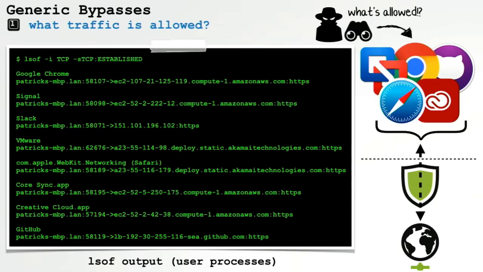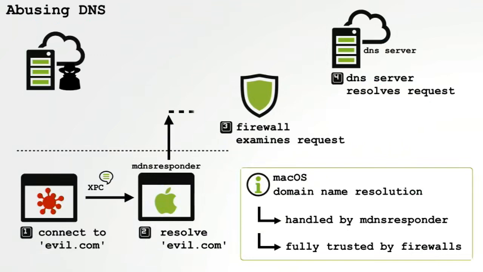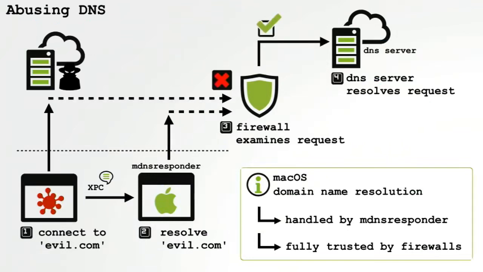But as I mentioned, something like a browser is going to be able to talk to any remote web server on port 80 or 443. Of course, also a lot of these applications now talk to the cloud, for example, AWS. So even if there's a rule to say, I only want Slack to talk to the AWS infrastructure, we can probably also create a C&C on AWS. Okay, so now we know what traffic and what processes are allowed to pass through the firewall.